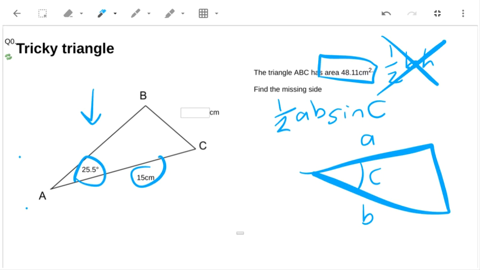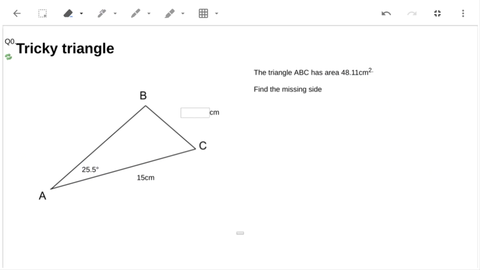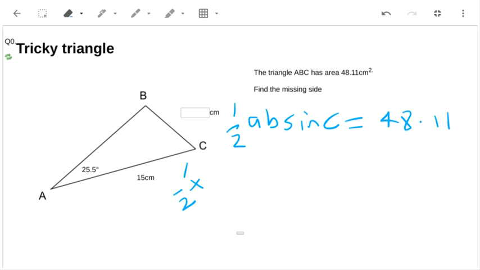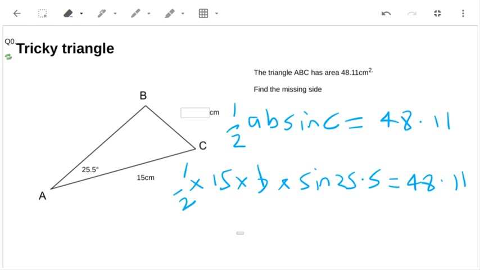So once we've written down the formula, we need to put the numbers in. So I'm going to start with a half ab sine C, and that equals 48.11. A half times one of the sides, doesn't matter which one, times the missing side, times sine of 25.5, and that equals 48.11. Got to find B.